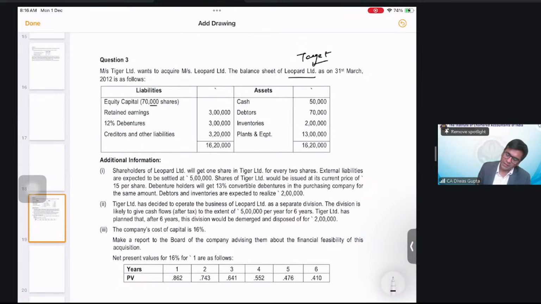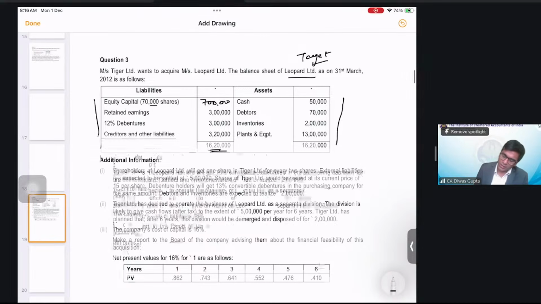Equity share capital of 70,000 shares. Okay, there is a typo here. Please note here it should be 7 lakh, and hence the overall number will come. So this 7 lakh is a typo. So this 7 plus 3, 6, 13, and 6, 20 is 1620. Okay, so this is the total. And then it has cash, debtors, inventories, plant and equipment, retained earnings, debentures, and creditors.